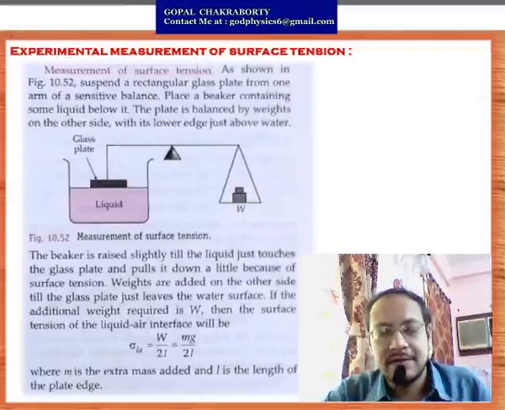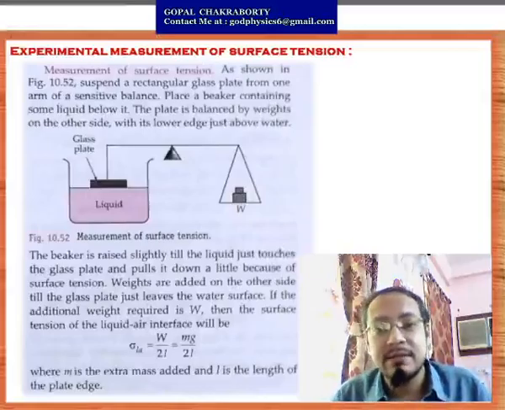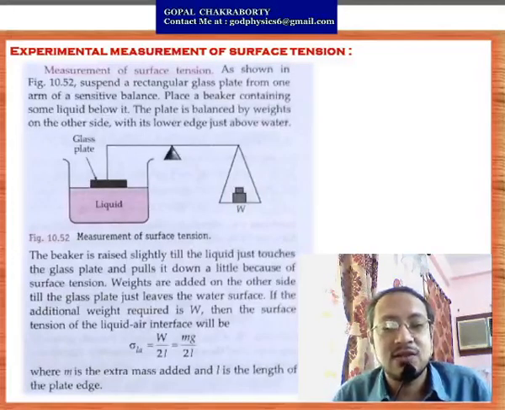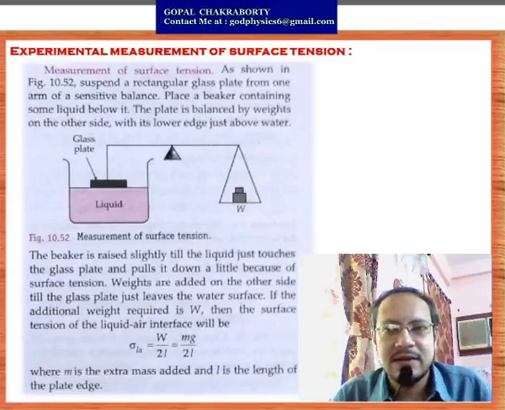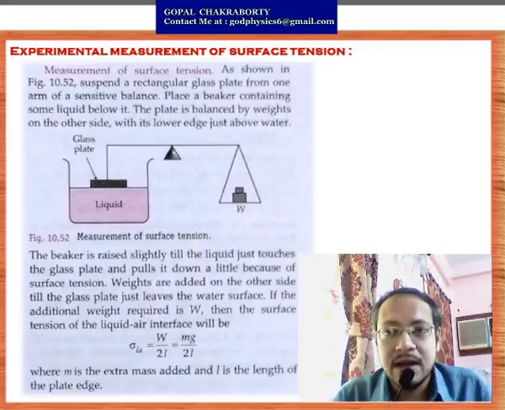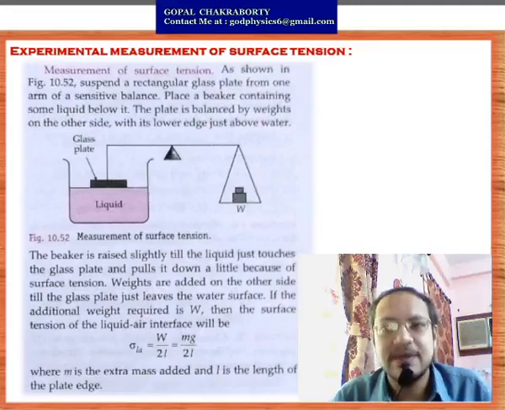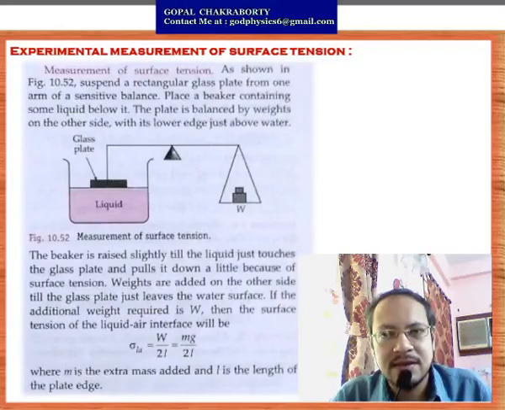Now, the very first one is the experimental measurement of surface tension. First, I will show you the experimental setup, then I will show you the calculations. As shown in the figure, a rectangular glass plate is suspended from one arm of a sensitive balance. Now place a beaker containing some liquid below it, and the plate is balanced by weights on the other side, with its lower edge just above the water level.